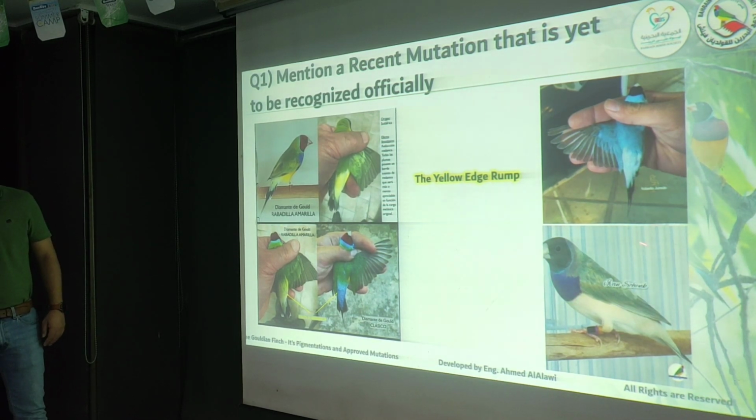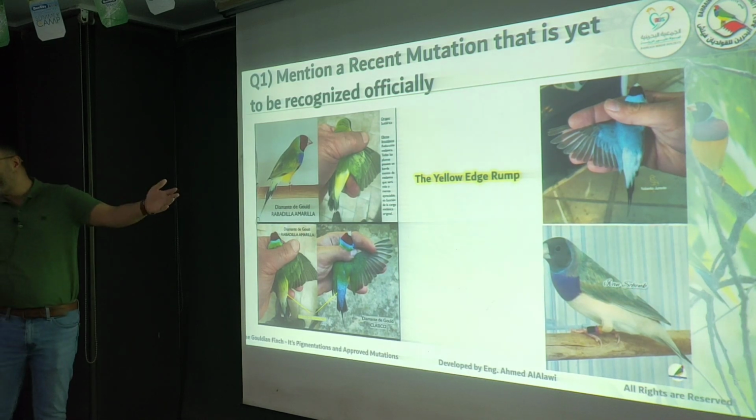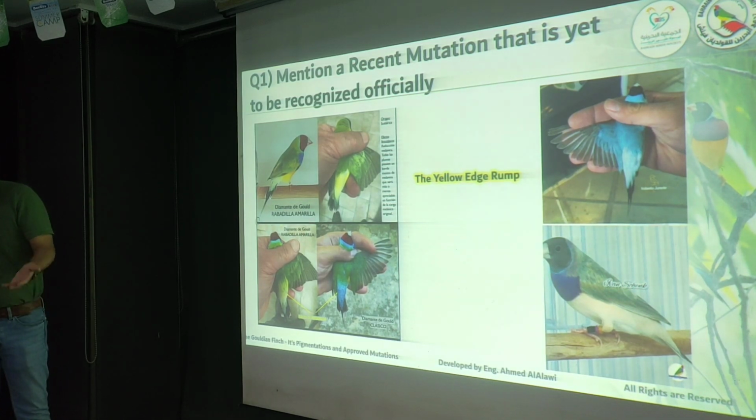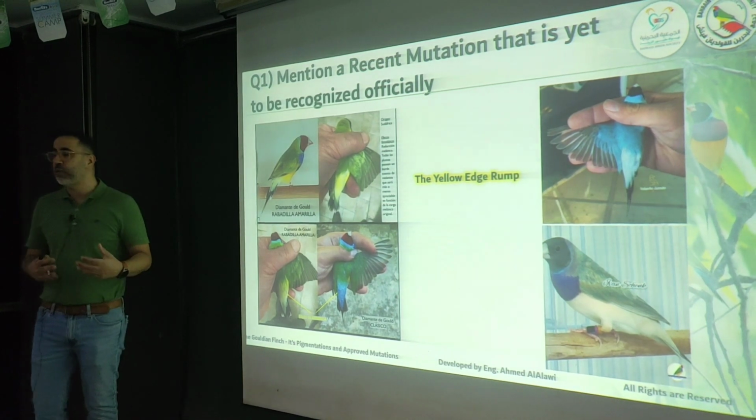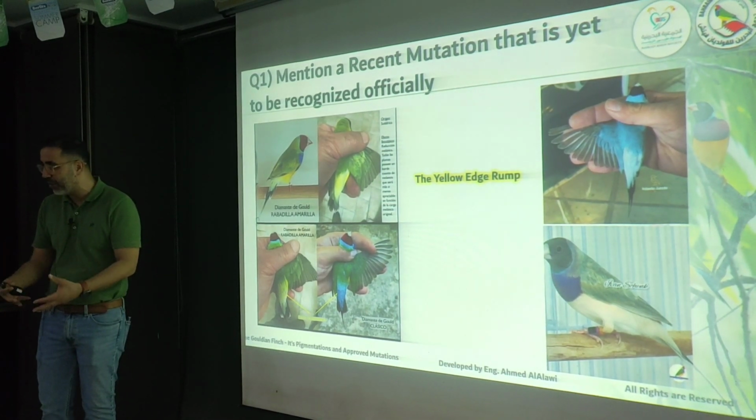Now, some people claim that this is yellow rump or H. Some people call it pastille H. I don't believe in that, to be very honest with you. Because even here, you have, instead of the aqua, you're getting purple. So this is what I mean by that these kind of mutations take time to be established.